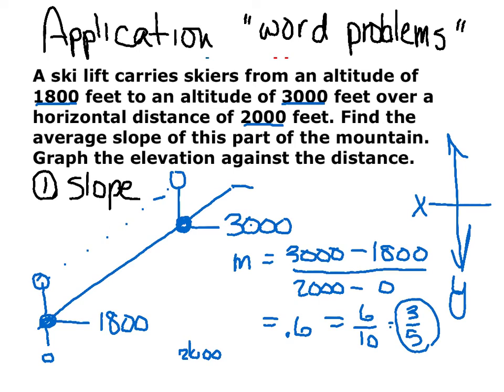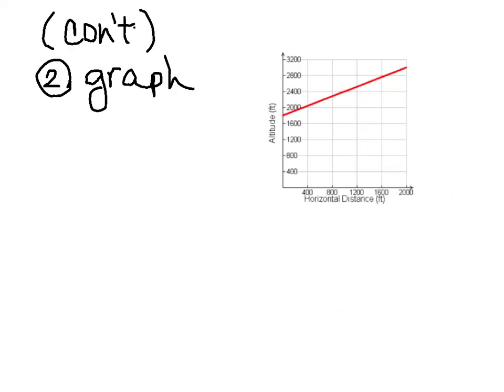Okay, you also need to graph it. Here it's been graphed for you. You're going to pick a scale here that makes sense. Your scale has to make sense. This is your altitude. So this is where the ski lift is starting. This is where it's ending. You're going from a horizontal distance of 0 to 2,000. And your altitude goes from 1,800 to 3,000. So get some regular graph paper out, make a scale, label it, pick a scale that works. You do not always have to start at 0, and try to make your graph.